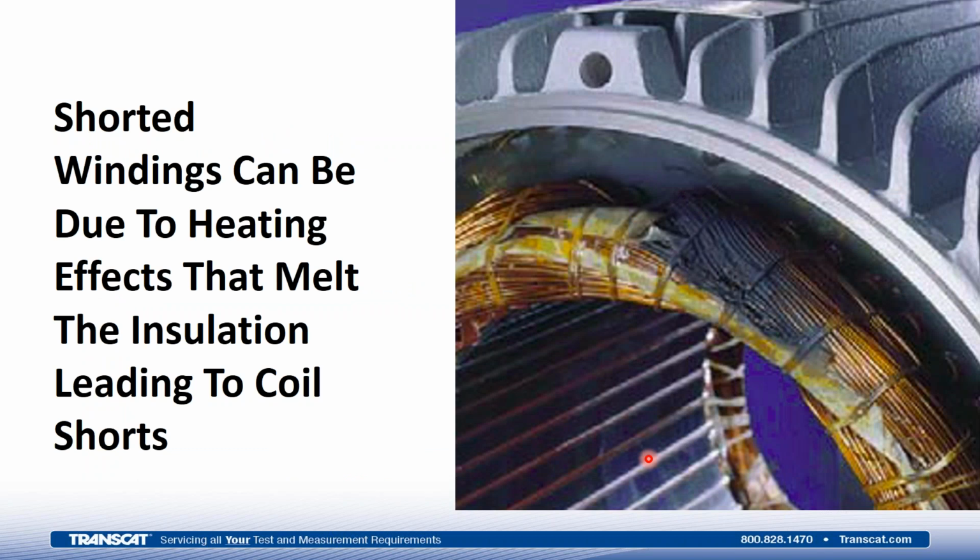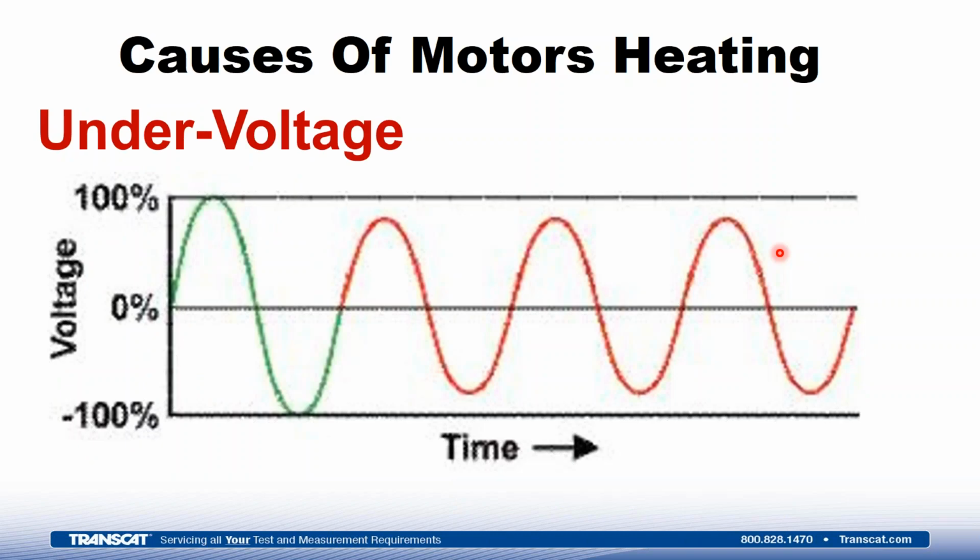Heating effects will decrease the life of your motor. It'll reduce the viscosity of the bearing grease and then cause the windings to burn up, as we see in this picture here. Some of the causes of motor heating would be under voltage. We can see we have 100% of voltage here, and then our voltage gets lower here. Since motors are constant power devices, as the voltage goes down, the current must go up, and so does the heat. Some of the causes of under voltage would be things like cap bank switching off, switching on big loads, or overloaded circuits.